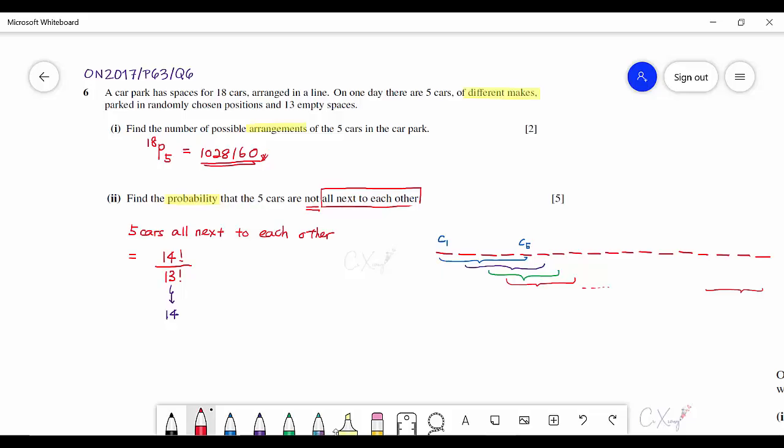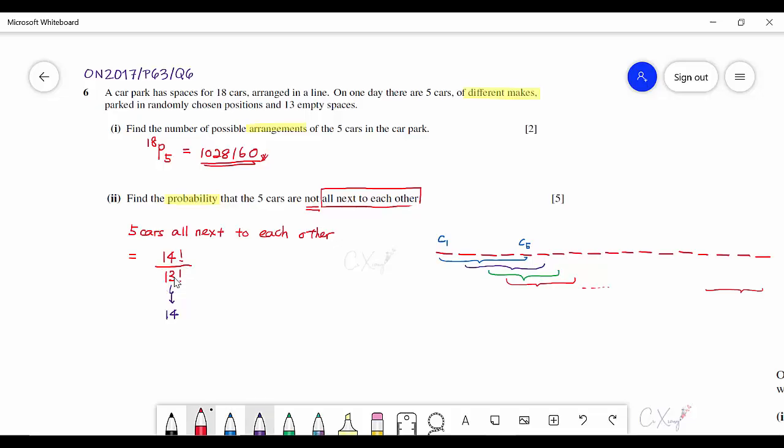So you can either use this method where you count straight away according to the positions that we have. If you continue counting the way that I showed you here, you will have 14 in total. Or you can use the way that I told you just now: you are arranging 14 items, then 13 items are identical. Therefore, you have to divide by 13 factorial.